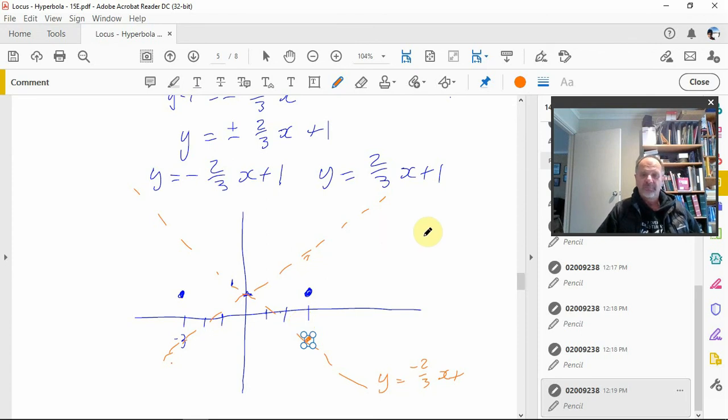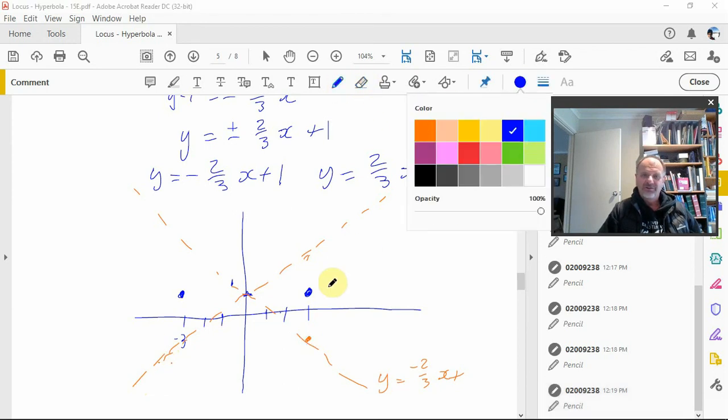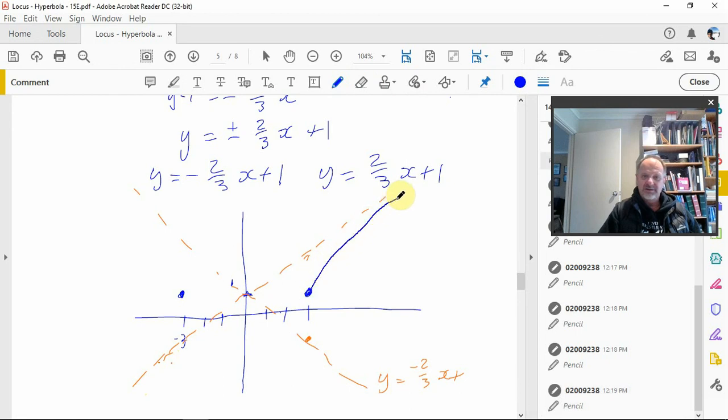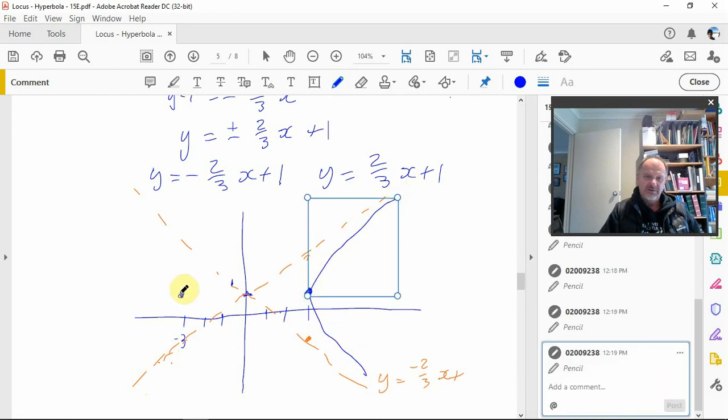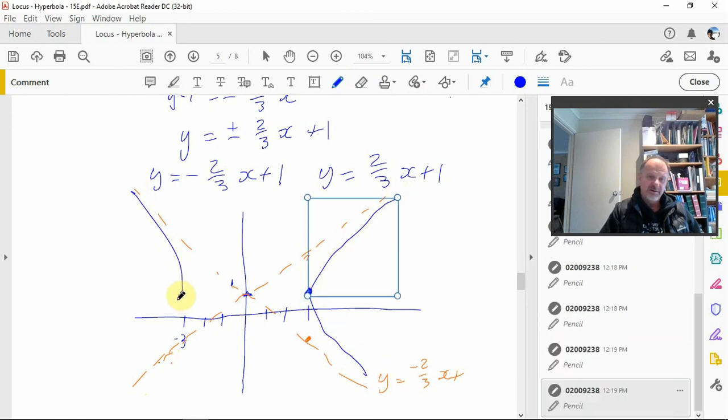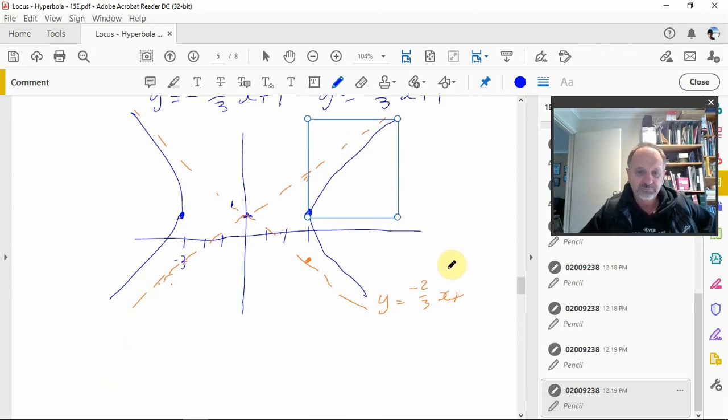All right. And then our hyperbola, I'll change my colour back, fits in there. So if the vertex is here, it's got to go around like so. Got to go around like so. All right, so there we are. There's our hyperbola that we've got sketched there.